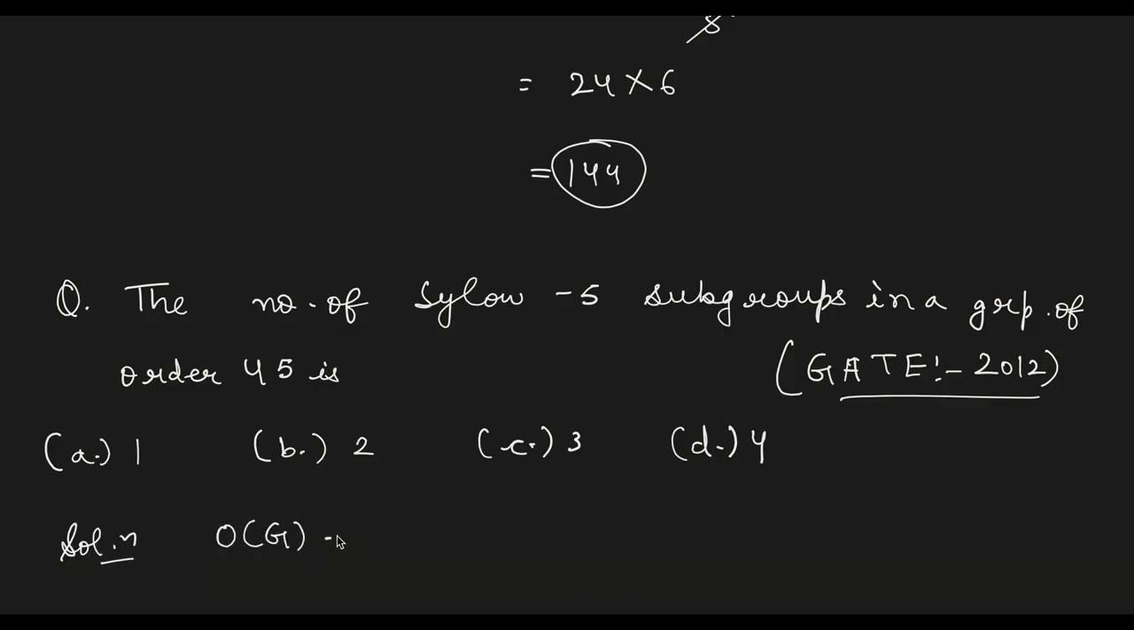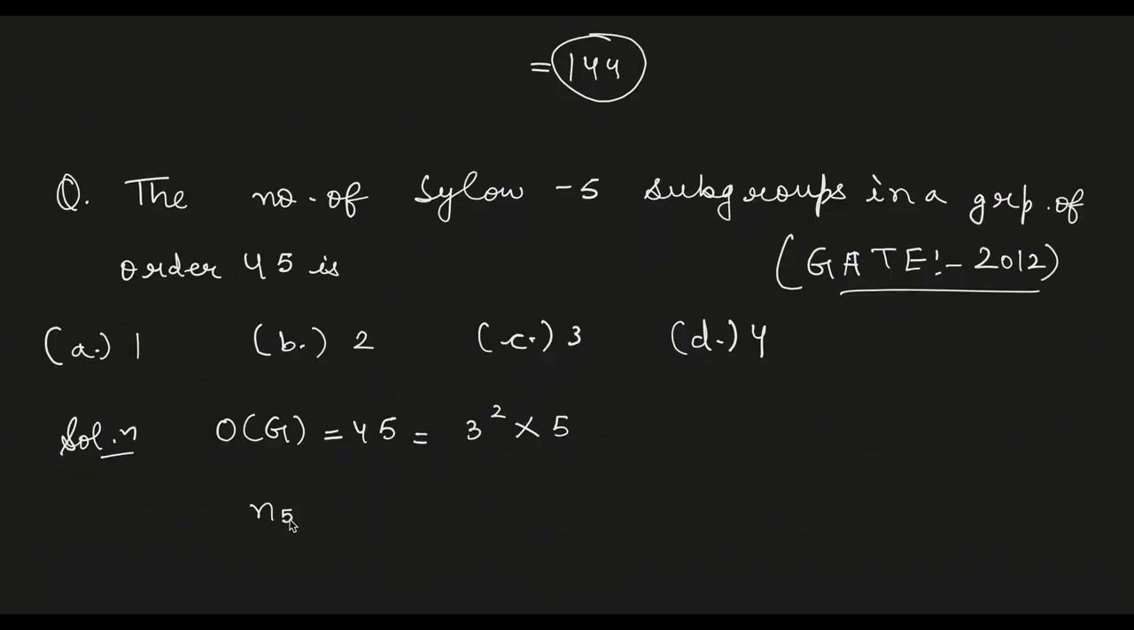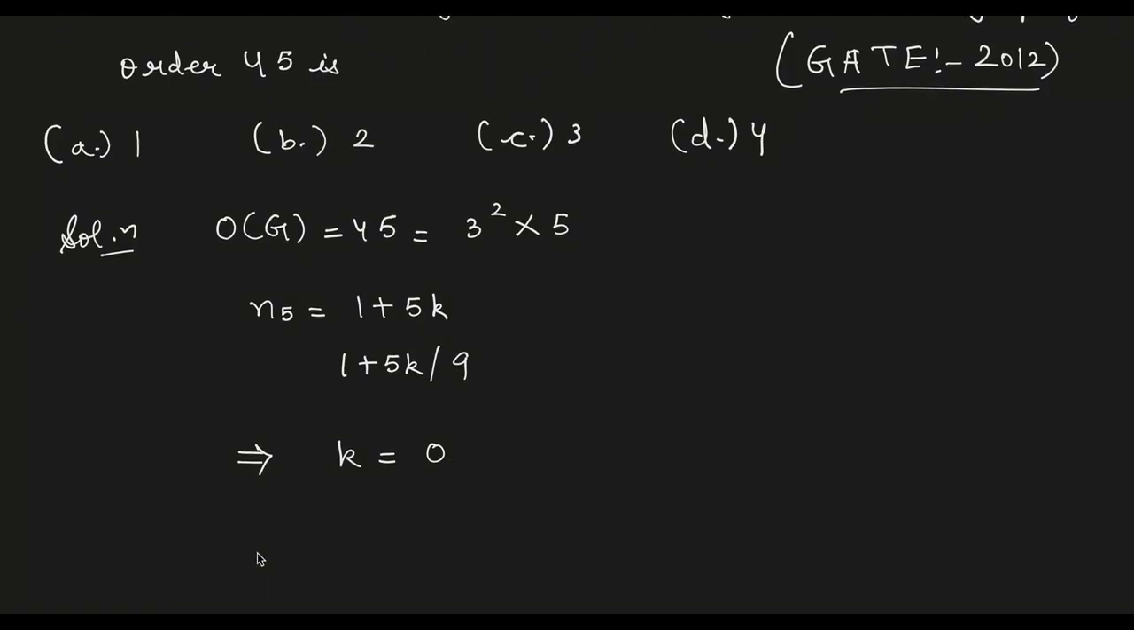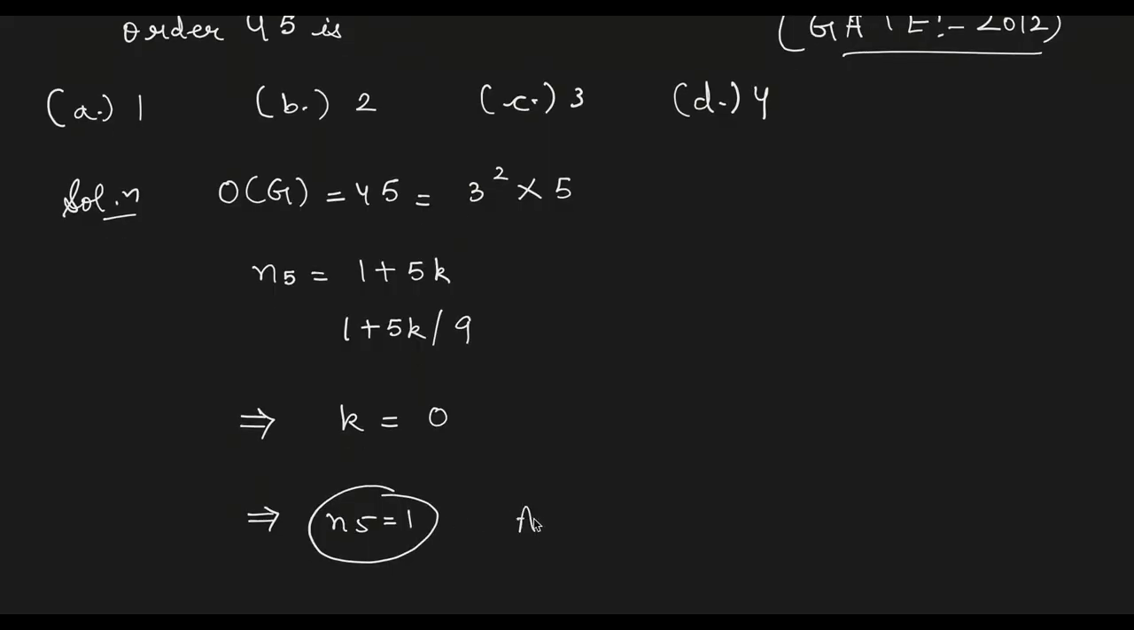Order of group G is 45, its prime factorization is 3 square into 5, so n5 this is equal to 1 plus 5k, 1 plus 5k divides 9, so k can be only 0. So n5 is 1, so unique Sylow 5 subgroup, so answer is option A.